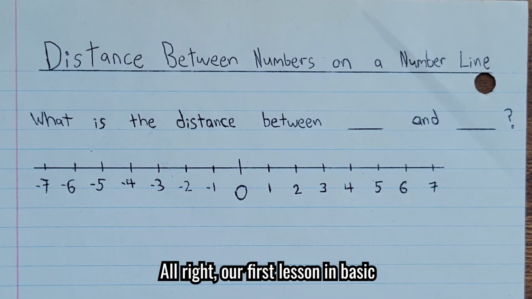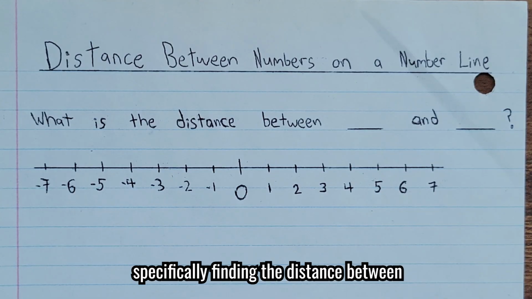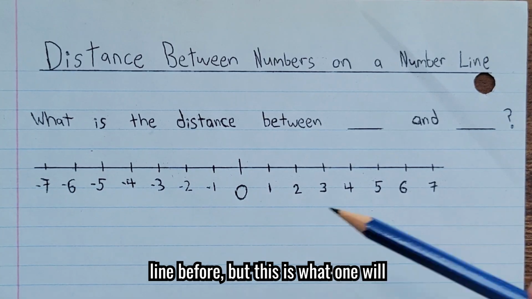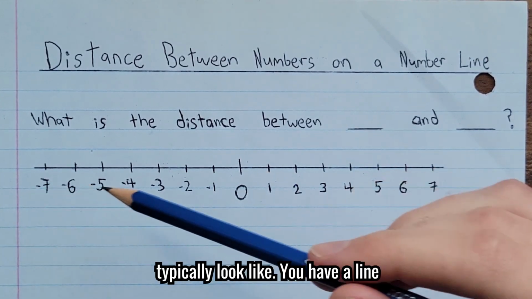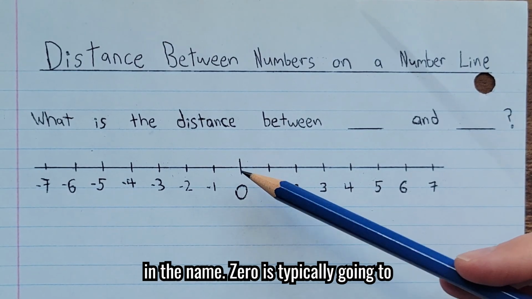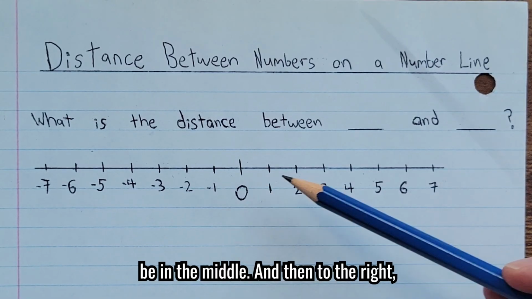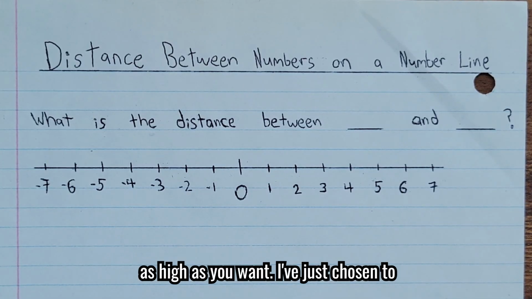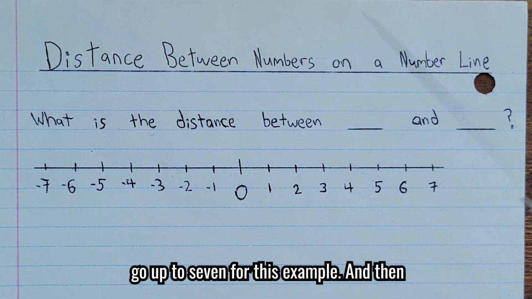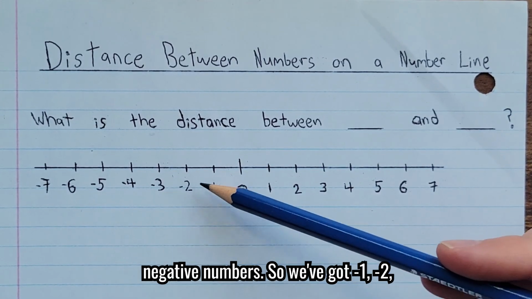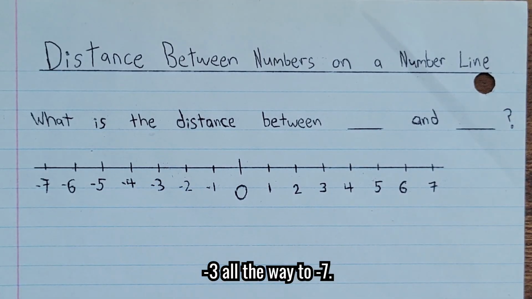Alright, our first lesson in basic math is number lines, specifically finding the distance between two numbers on a number line. I don't know if you've ever seen a number line before, but this is what one will typically look like. You have a line here, you got numbers on it, keys in the name. 0 is typically going to be in the middle, and then to the right you're going to have positive numbers. So we've gone 1, 2, 3, 4, 5, 6, 7. You can go as high as you want. I've just chosen to go up to 7 for this example. And then to the left of 0 you'll have your negative numbers. So we've got -1, -2, -3, all the way to -7.